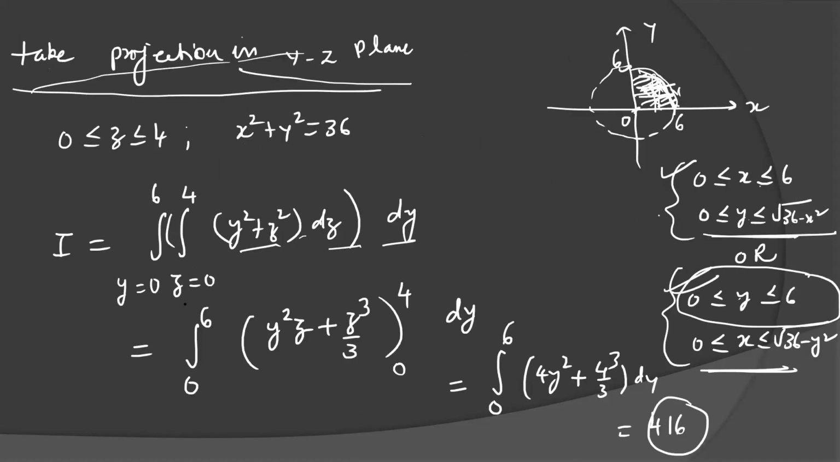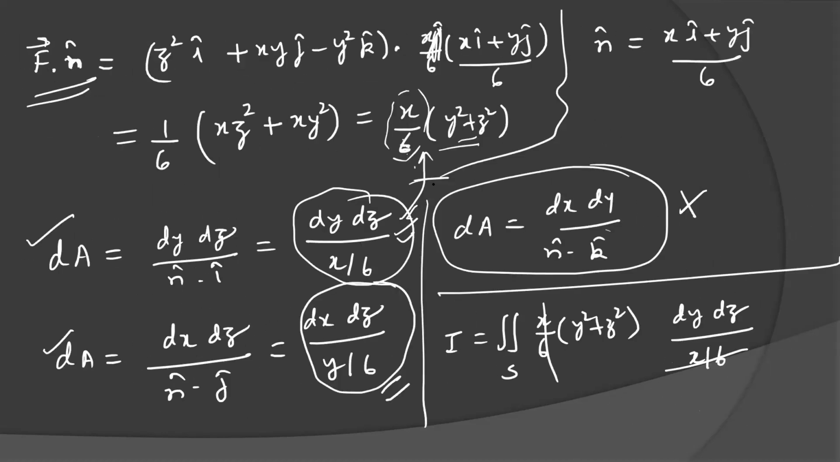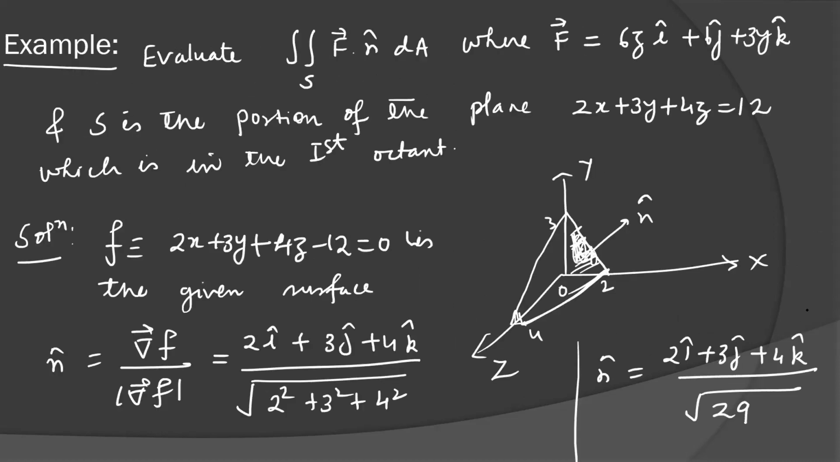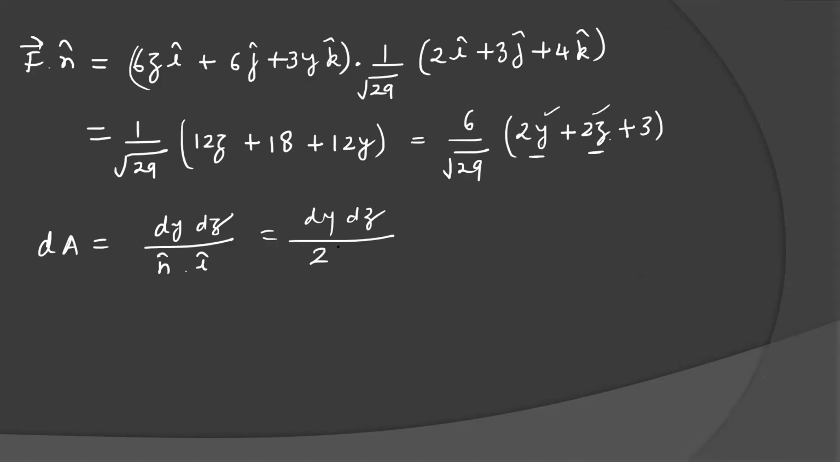Like in the previous problem, you can see that in the f dot n cap, all three components x, y, z are present. So we defined all three dA, but that dA worked because x by 6 was cancelled out. Similarly, here there is no problem. We can take directly dA as dy dz because y and z limits are present here. So it will be dy dz over n dot i. If you take n cap dot i cap, n cap is 2i plus 3j plus 4k over root 29. If you take the dot product with i, it will give you 2 over root 29.